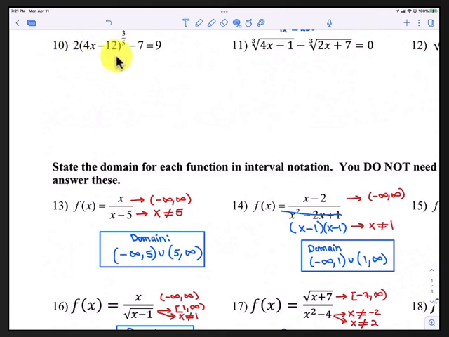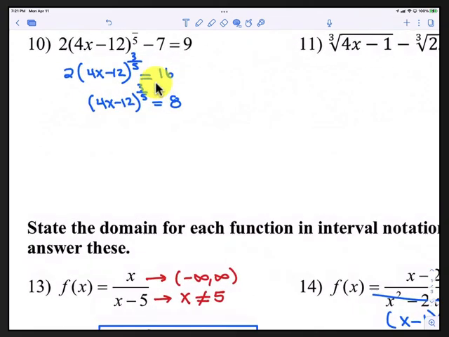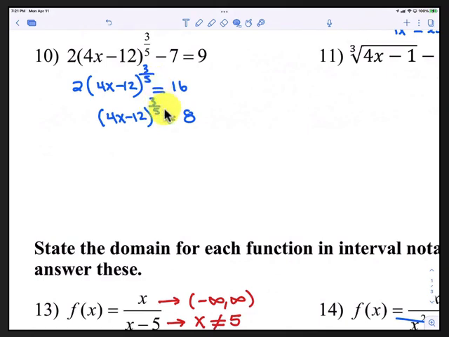All right, number 10. We want to get the parentheses with the exponent by itself, so we're adding 7 first to both sides. We get 16 on the right. Now let's get rid of the 2 by dividing, and 16 divided by 2 is going to be 8 on the right. And now we'll just raise both sides to the reciprocal power. So that's 4x minus 12 equals 8 raised to the 5/3.